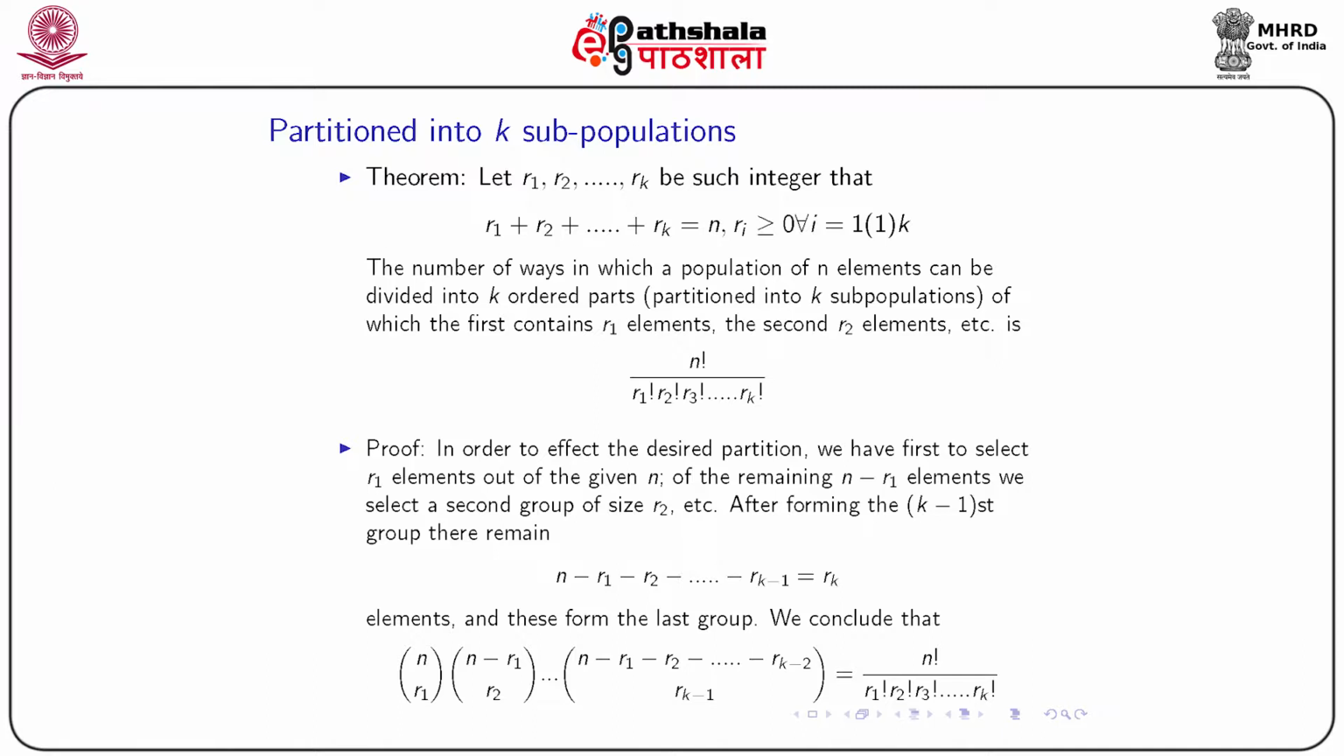So this is the theorem we have, for how to divide the whole population into k subpopulations. The proof is not very difficult to understand.